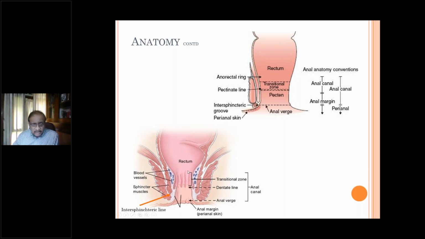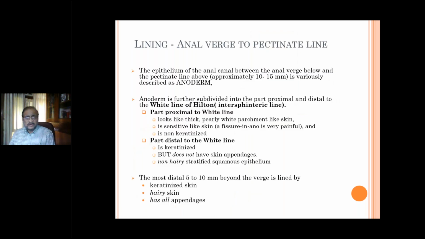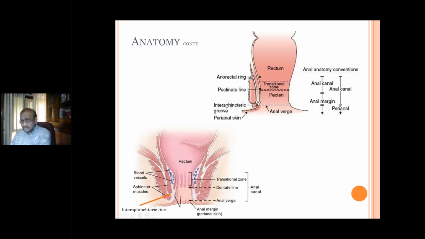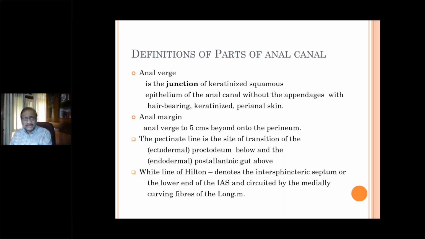So from here down, we have this whole thing up to the anal verge as the anal canal. Is that clear? So the transitional zone, the curving fibers or the anal walls, and below that the dentate line up to the anal verge. Right? Now, what is the lining? We just talked about this. Is the lining different from here to here, or is it the same mucosal lining? No, it is different. So let's see what the lining is all about.